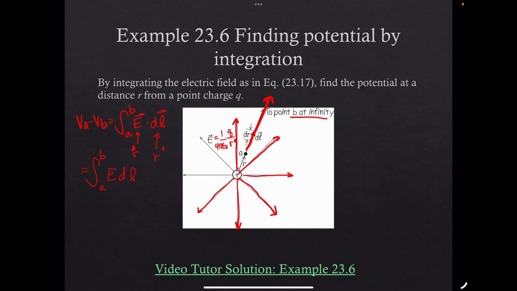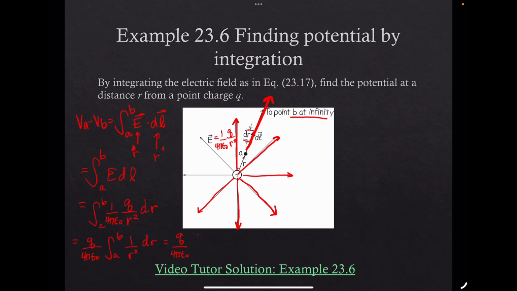And so let's express that in units of R, right? We can leave E as 1 over 4 pi epsilon naught Q over R squared. And then our DL is going to be just dr, right? A small piece of distance in the R direction. And so our variable of integration is R. And if we move all these constants outside of the integral, you'll see that the only thing that we're really integrating here is 1 over R squared, which is a very simple integral to do.